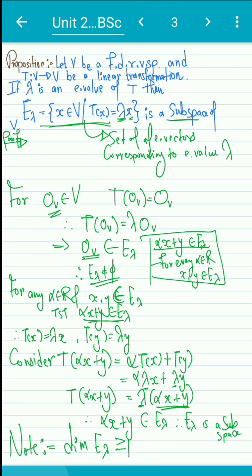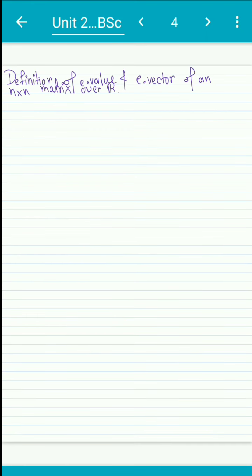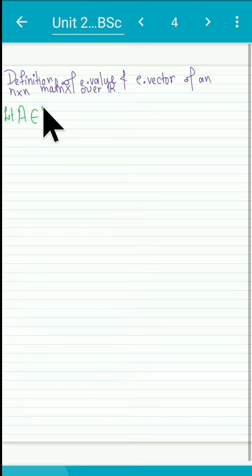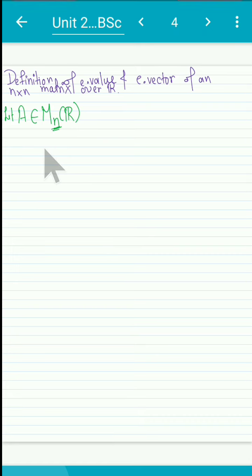The next thing is what? Let me just see. Okay. So the next thing is nothing but the definition of an eigenvalue and an eigenvector for an n cross n matrix over R. Okay. So let me take A. Let A be an element of M of n cross n matrices over R. Again note that I am considering n cross n matrices. We never find the characteristic polynomial for non-square or rectangular matrices, right? For non-square matrices we cannot have a determinant, hence we cannot talk about eigenvalues, eigenvectors and all that stuff.